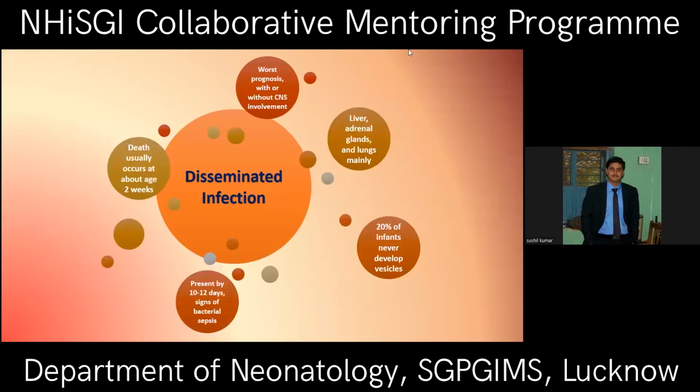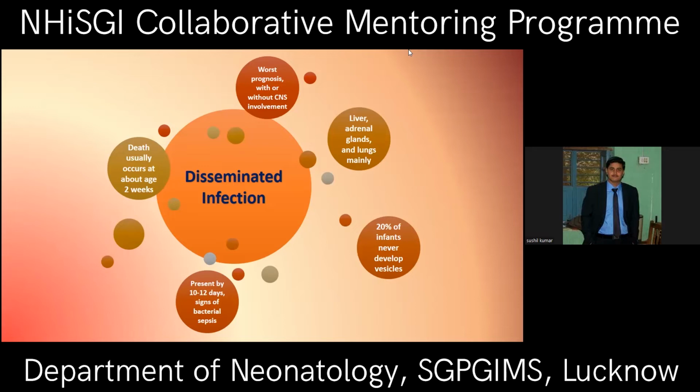The second category of infection is disseminated disease. It usually presents by the second week of life. Patients usually have signs of bacterial sepsis, as with any other neonatal sepsis. It has been found that one-fifth or 20% of these infants develop vesicles, and almost all major organ systems of the body are involved in dissemination, that is liver, adrenal, your endocrine glands, and your respiratory system.